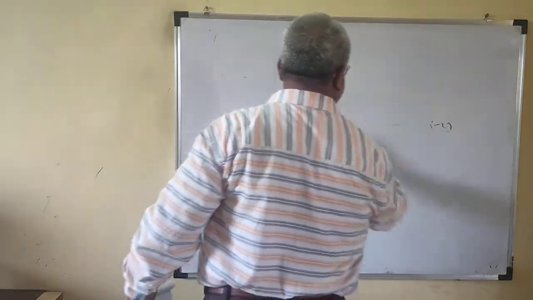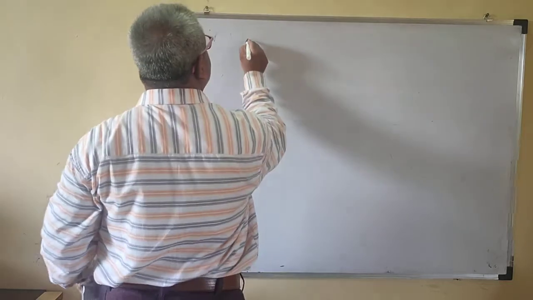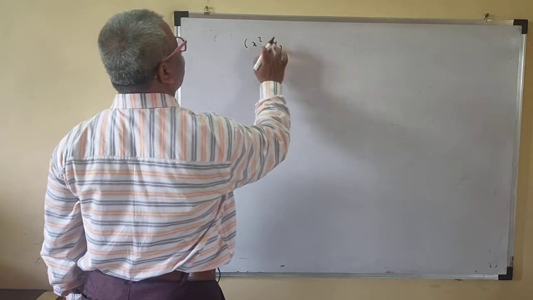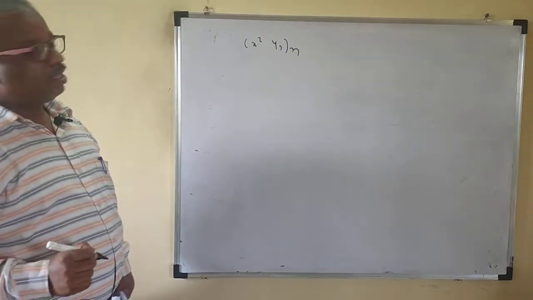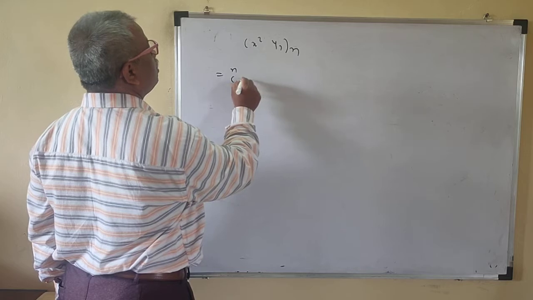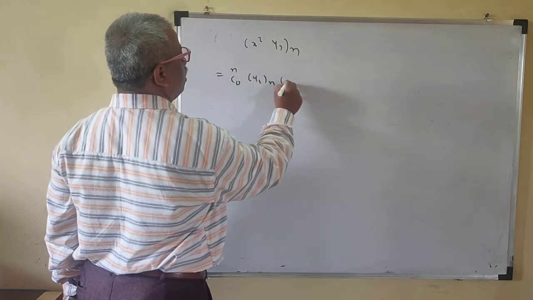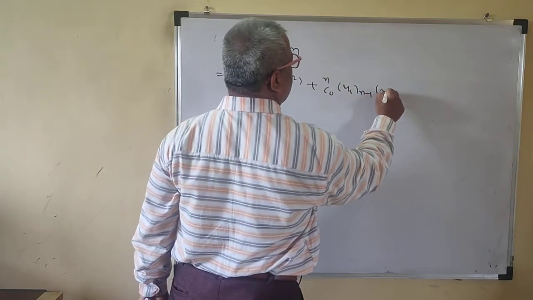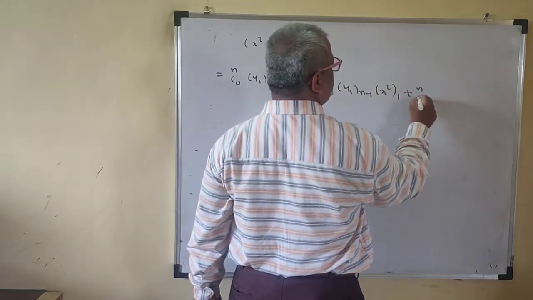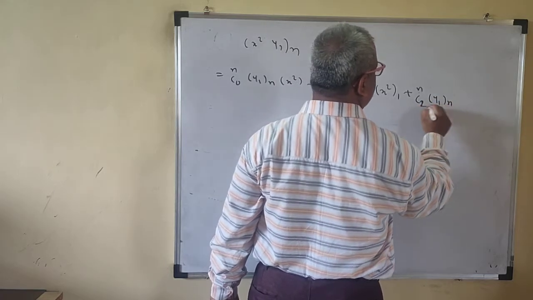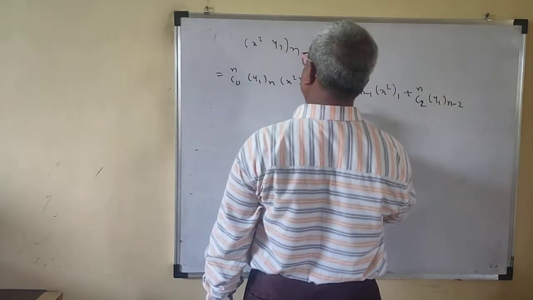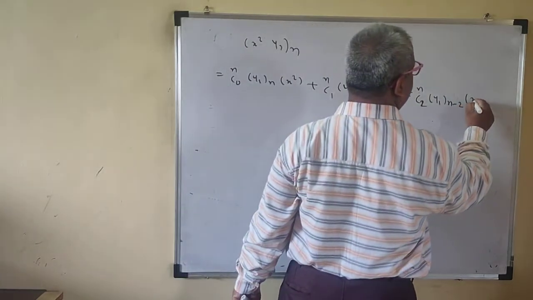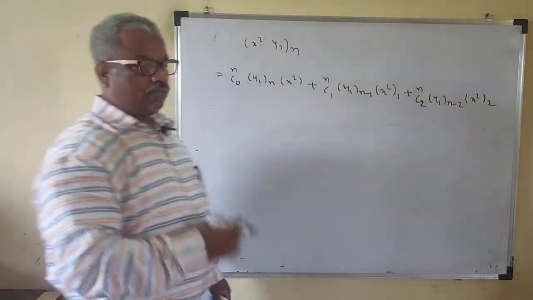Now if you want to find x square y1, suppose you have x square y1 and you want to find the nth derivative of this one by Leibniz theorem. So this will be what? Then nC0 y1_n x square plus nC1 y1_(n-1) x square, first derivative, plus nC2 y1_(n-2) x square, second derivative. You have to stop this.